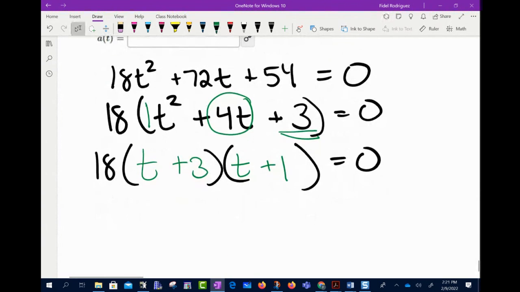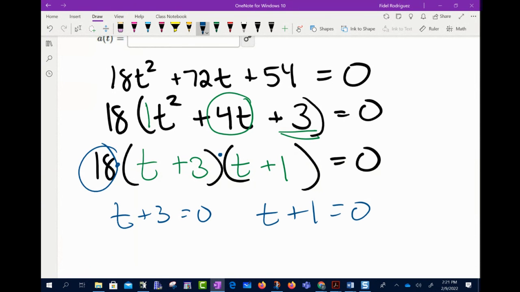Okay, now this is just a college algebra type problem. I want you to notice, do you agree with me that we're multiplying here? When we multiply 3 numbers together and we get 0, one of those numbers is going to be 0. But you know which one is not 0? It's 18. So I'm not going to worry about it. I'm going to set the t plus 3 equal to 0 and the t plus 1 equal to 0 because those parts have the variable part. The 18 is always going to be 18. But these parts might be equal to 0.